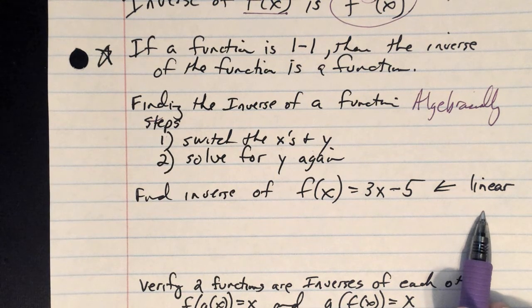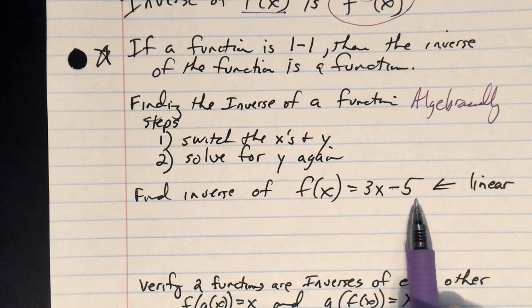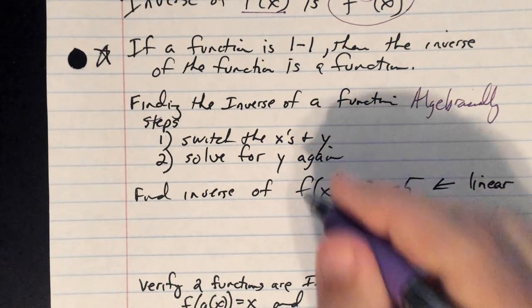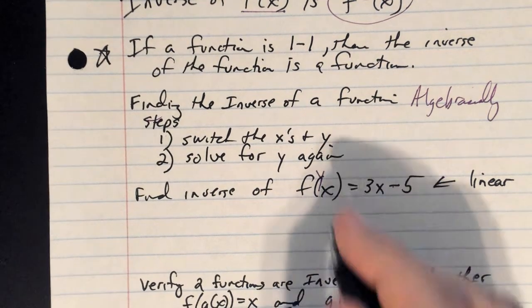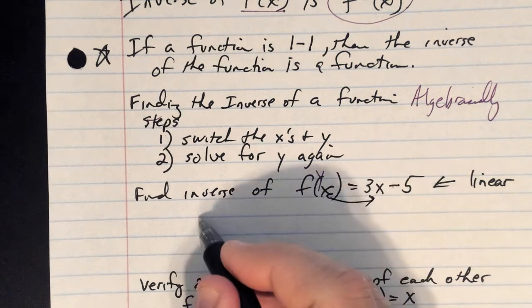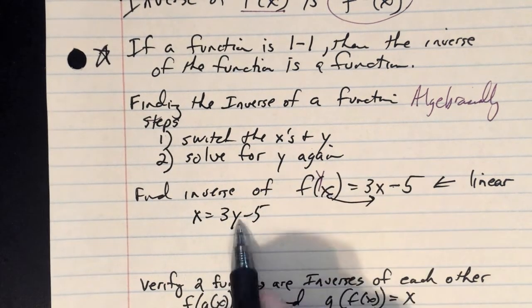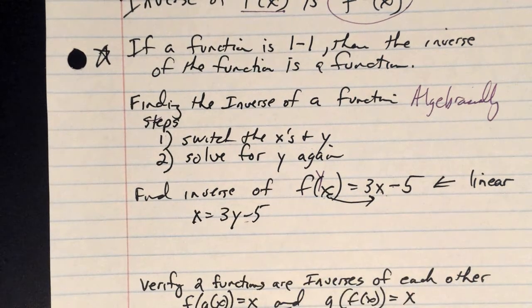In terms of an inverse of this, this is linear, so it is 1 to 1. We're going to first switch our x and y's. Now remember, f of x is the same thing as y. So we're going to switch the x and y, so we have x is equal to 3y minus 5. Notice the x and y's have switched. And we're going to solve for y.